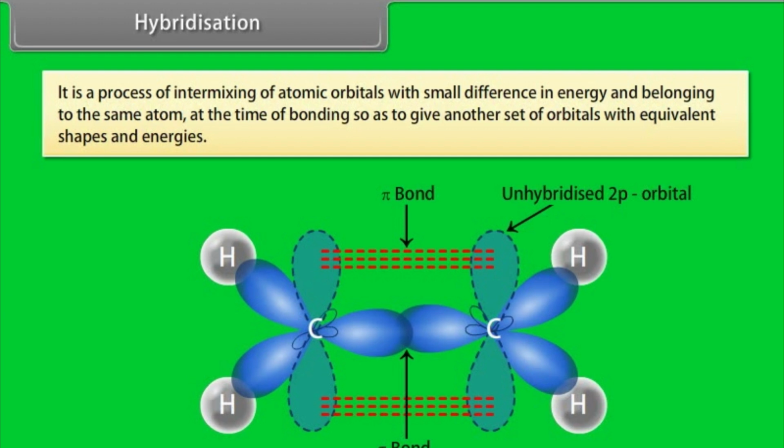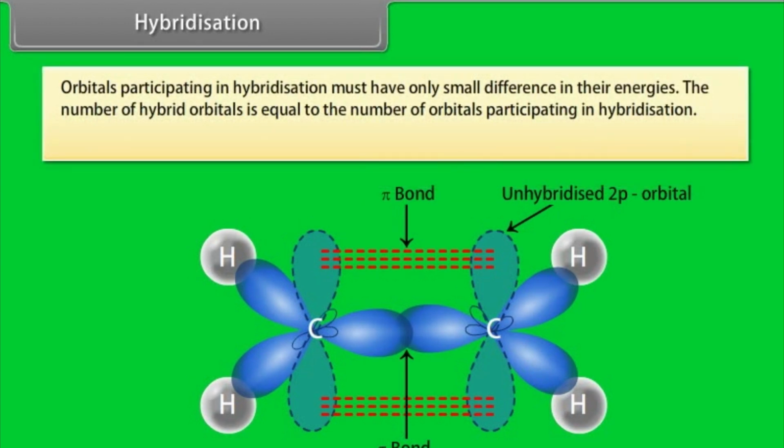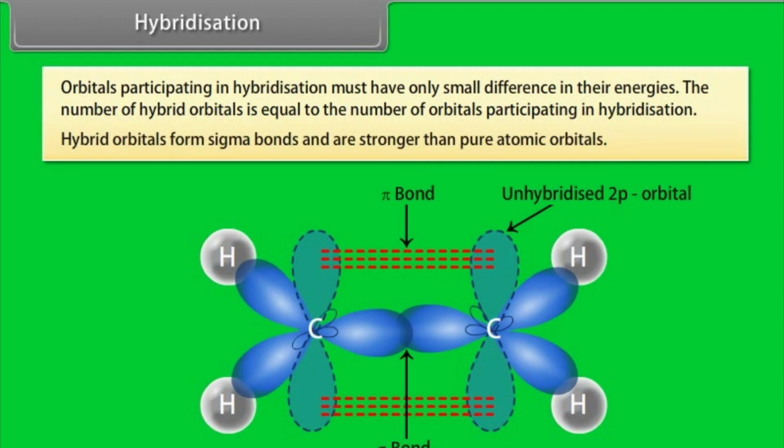Different types of hybridization depend upon the type of atomic orbitals which are used for intermixing. Orbitals participating in hybridization must have only small difference in their energies. The number of hybrid orbitals is equal to the number of orbitals participating in hybridization. Hybrid orbitals form sigma bonds and are stronger than pure atomic orbitals.